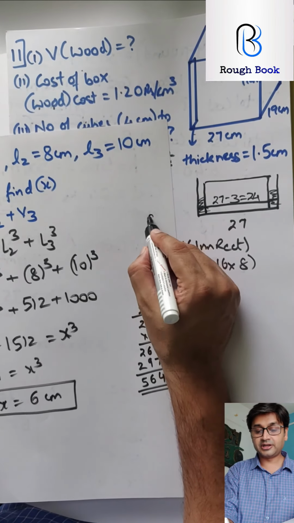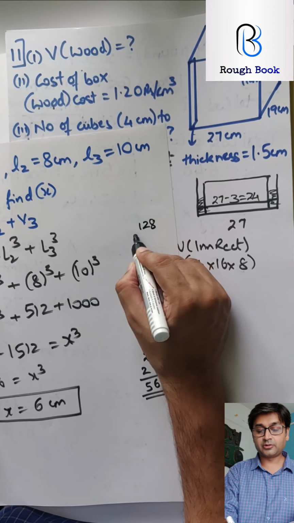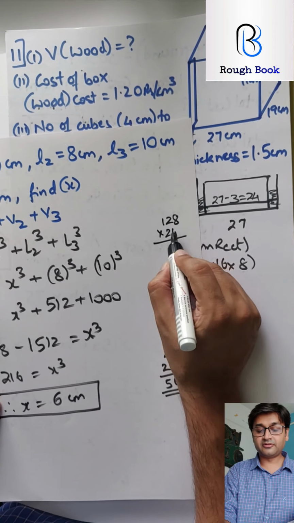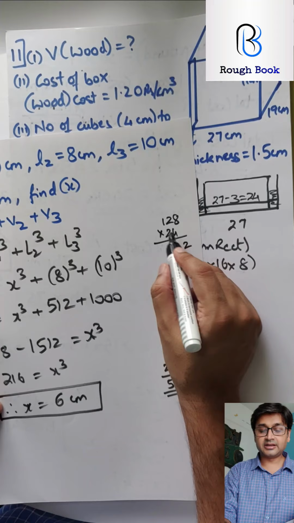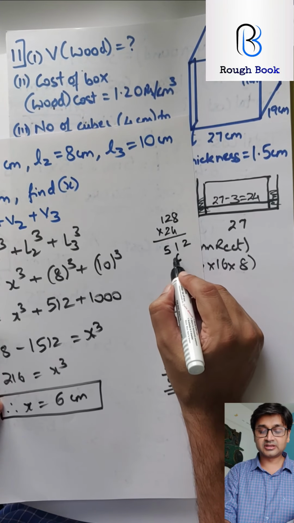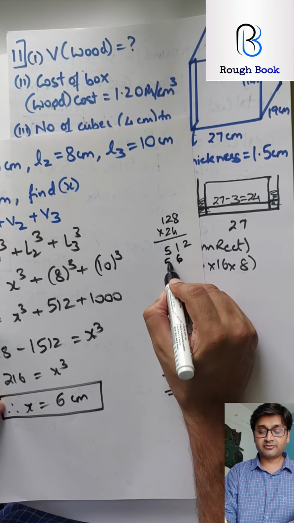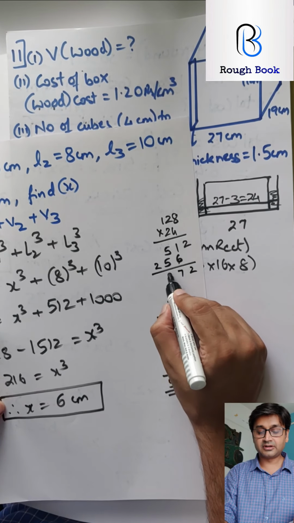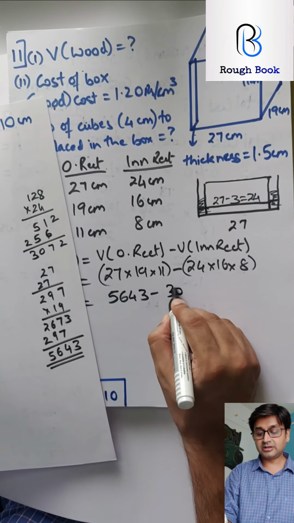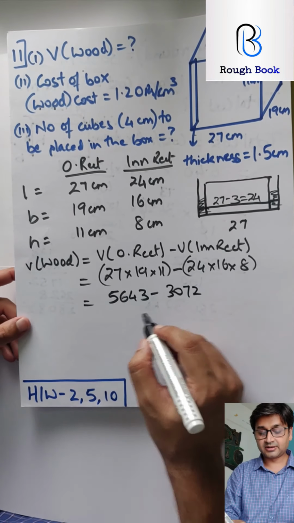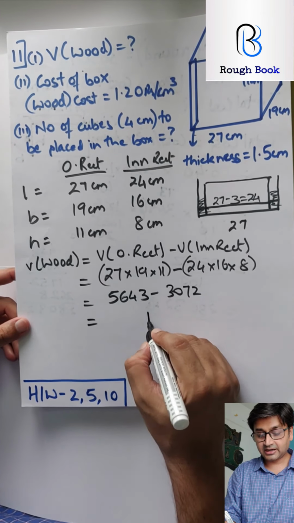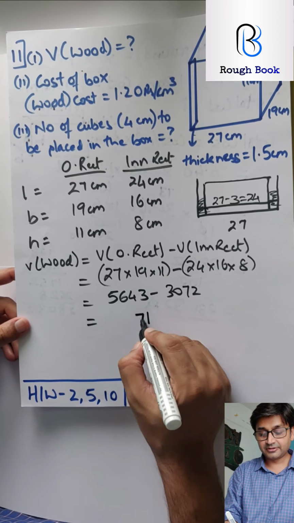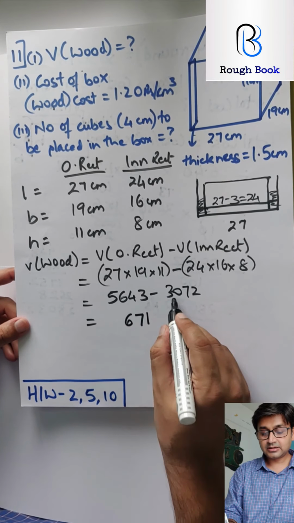So 8 6s are 48, 8 1s are 8, so 128 multiplied by 24. So 32, 8, 9, 10, 11, 4 and 1, 5, 8 2s are 16, 4 and 1, 5 again, 2 2s are 4. So 2, 7, 10, 3. So 3, 0, 7, 2. So let us subtract. So on subtracting I'll get 1, 7, 6 and 2.